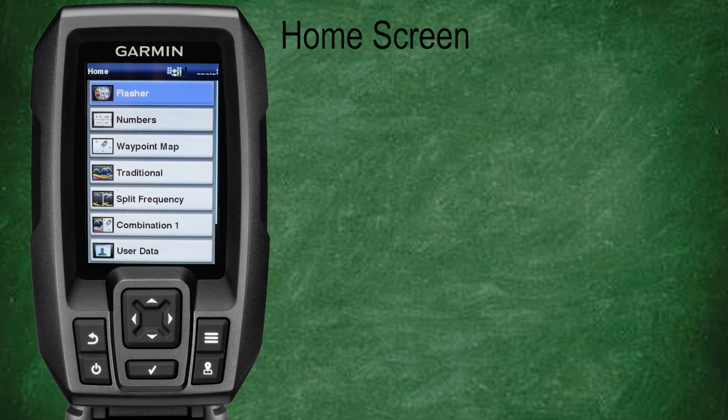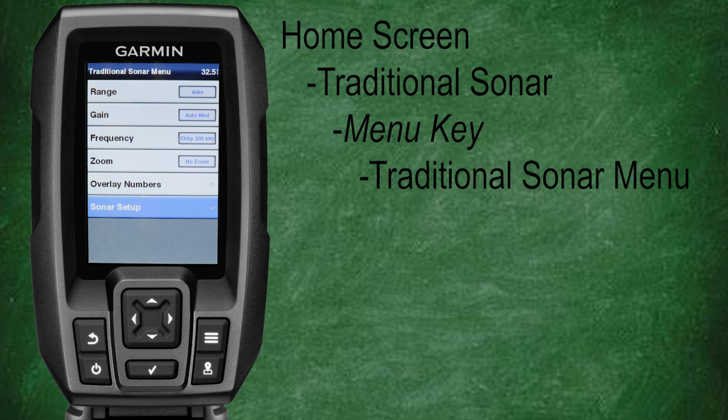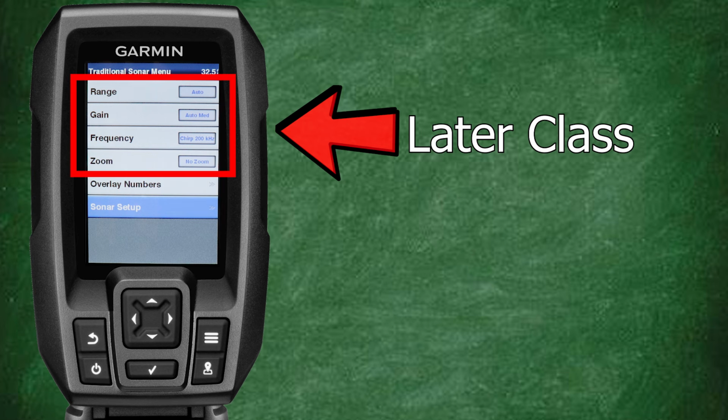Let's get started. From the home screen, scroll down to and select Traditional Sonar. This will bring us to the Traditional Sonar screen. Let's press the menu key. This will bring up our menu options for the Traditional Sonar screen. Here you'll have the ability to adjust and change settings for the range, gain, frequency, zoom, overlay numbers, and sonar setup. For the purpose of this class, we're going to be covering sonar setup and overlay numbers. However, I'll be showing you the other options in detail in a later video.